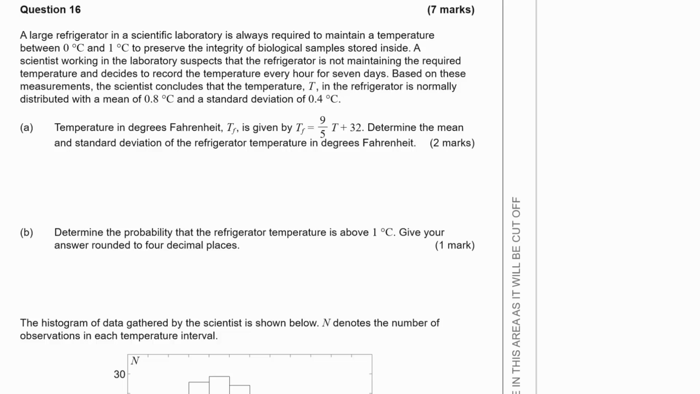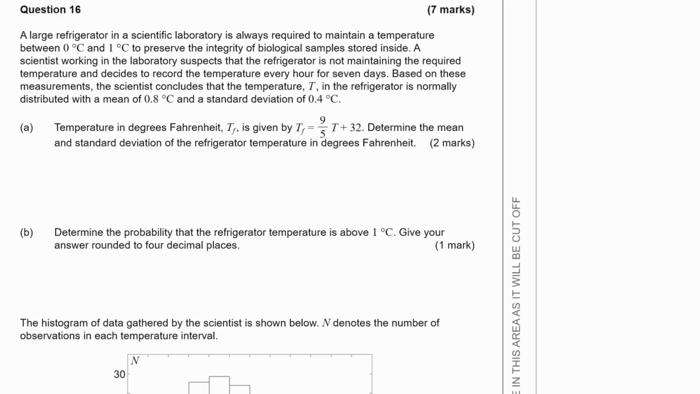A large refrigerator in a scientific laboratory is always required to maintain a temperature between 0 degrees Celsius and 1 degree Celsius to preserve the integrity of biological samples stored inside. A scientist working in the laboratory suspects that the refrigerator is not maintaining the required temperature and decides to record the temperature every hour for 7 days.